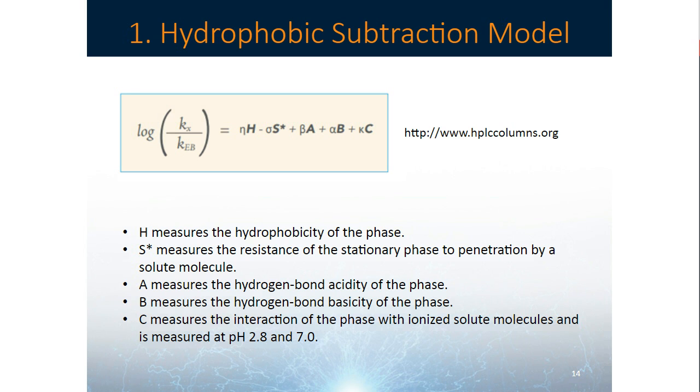So for instance, H measures the hydrophobicity of the phase. S star measures the resistance of the stationary phase to penetration by a solute molecule. A measures the hydrogen bond acidity of the phase. B measures the hydrogen bond basicity of the phase. And C measures the interaction of the phase with ionized solute molecules and is measured at both pH 2.8 and 7.